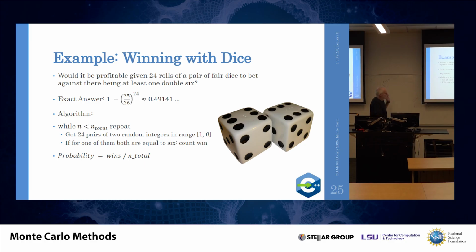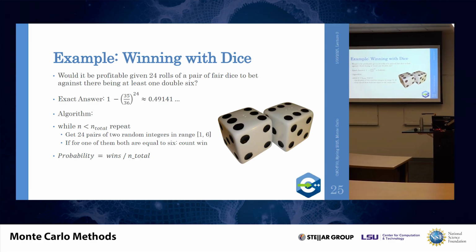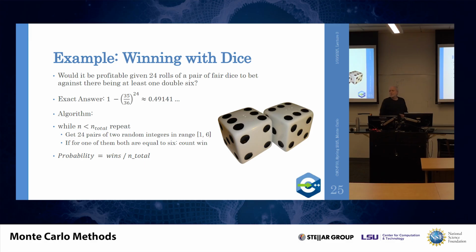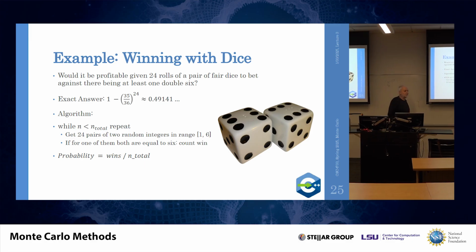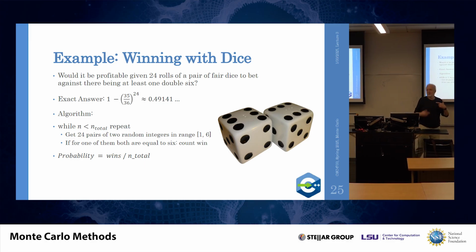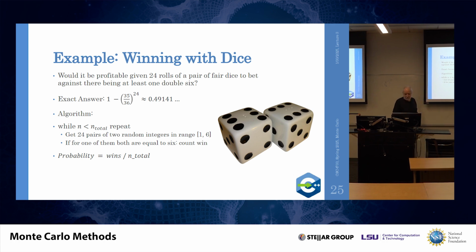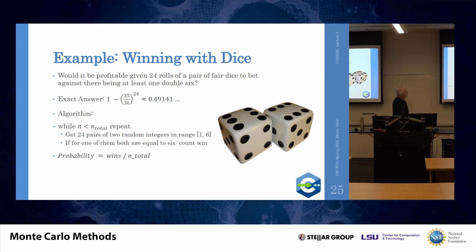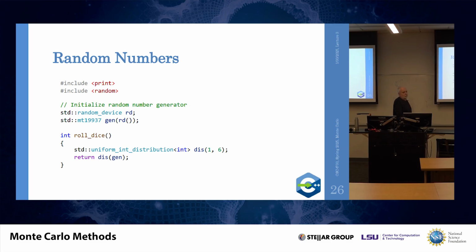Okay, same logic. You do it n times. You get 24 pairs of random numbers. You look if there are two 6s, count the wins, and in the end, you divide the number of wins by the number of attempts, and that gives you the probability.